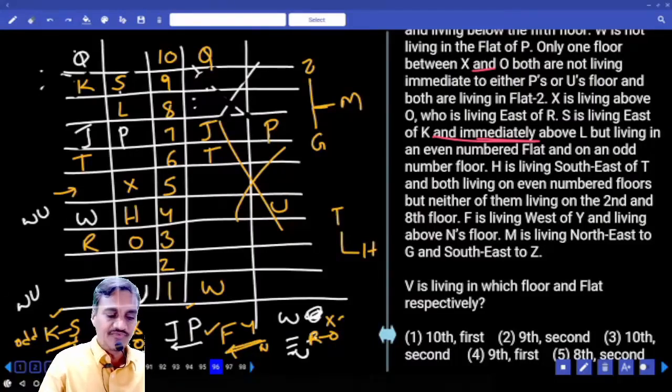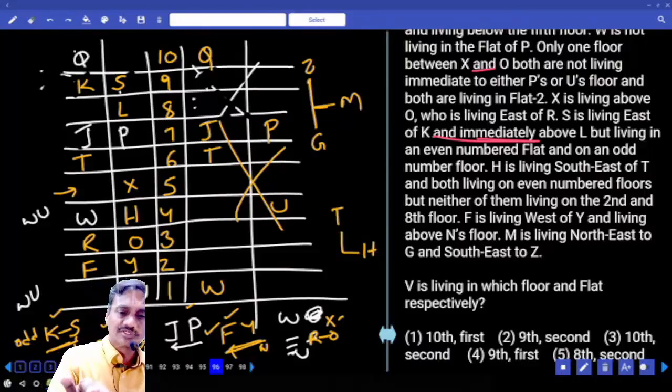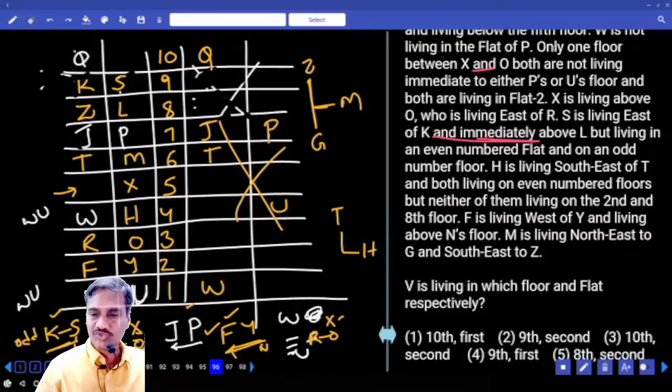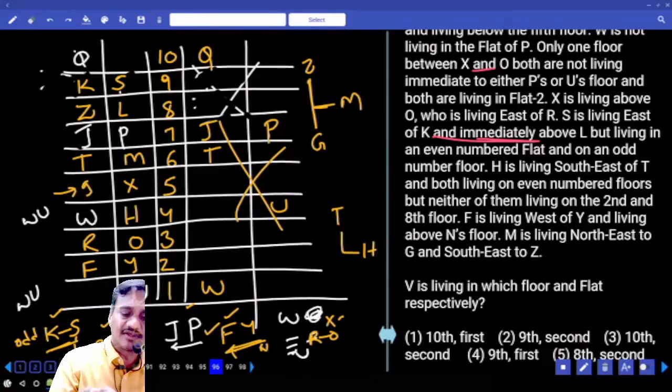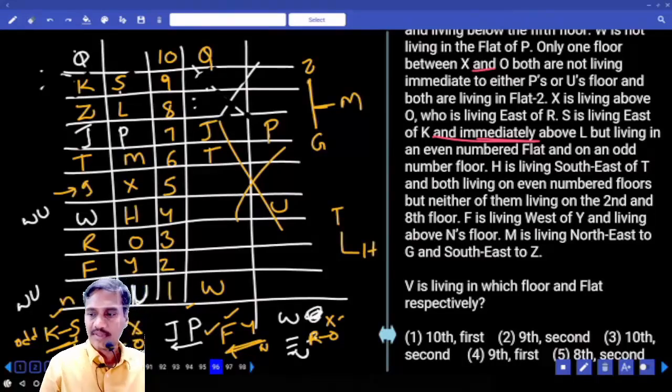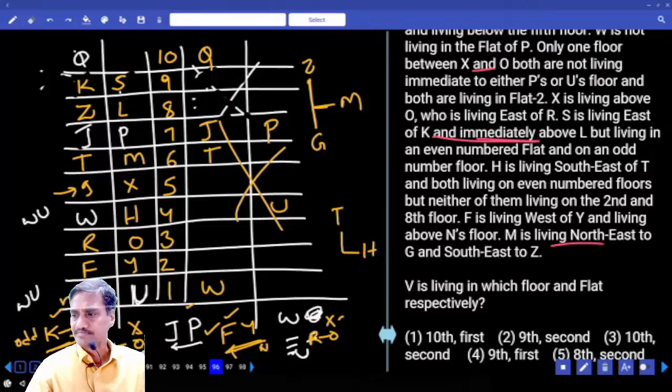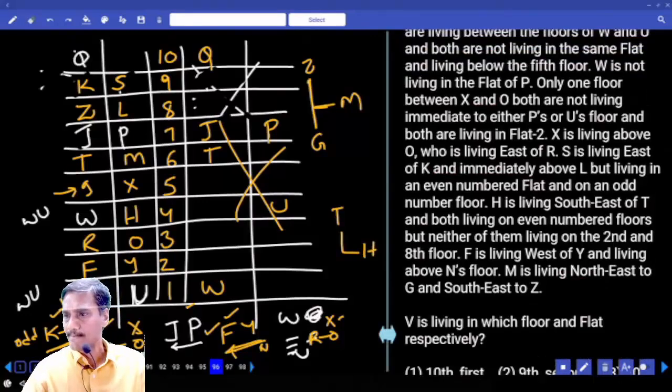Then what is the other thing we have? F and Y, and F and Y must be together. Where can we have this F and Y? On the 2nd floor, F and Y. That is done. Then what else is left over here? Z, G, M. Z and G and M must be here. Where should M be? If M is here, Z is here. Then where should G be? G can be either on the 5th floor or on the 1st floor. G and N. Then M is living northeast to G and southeast to Z. Any other information regarding this? Where is the information about N?